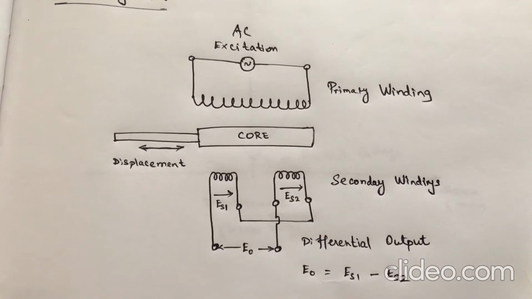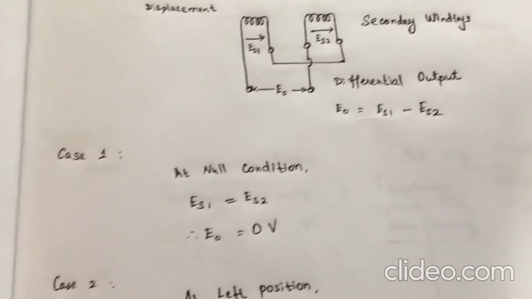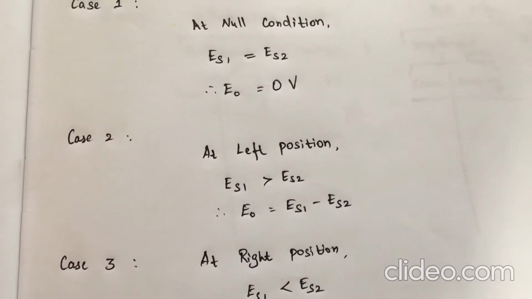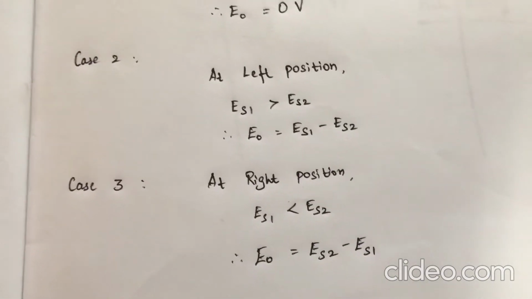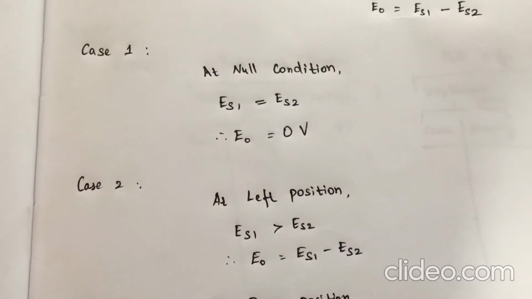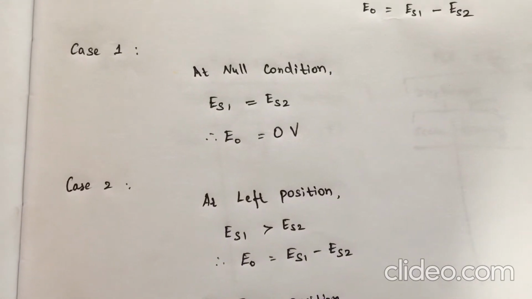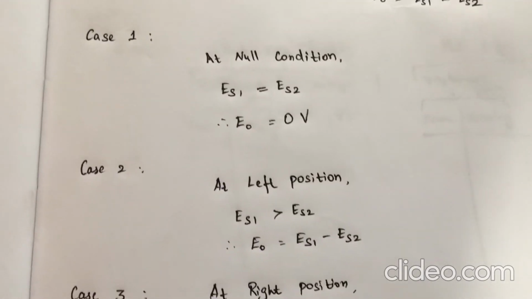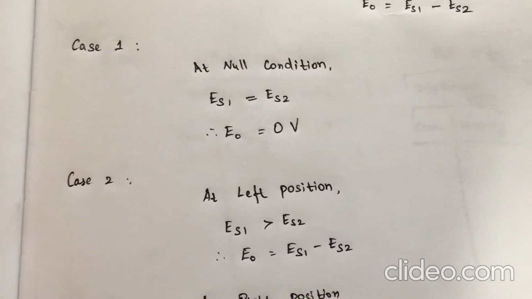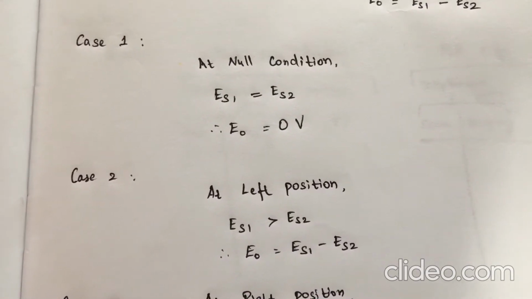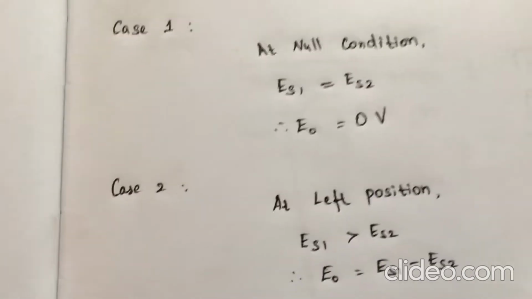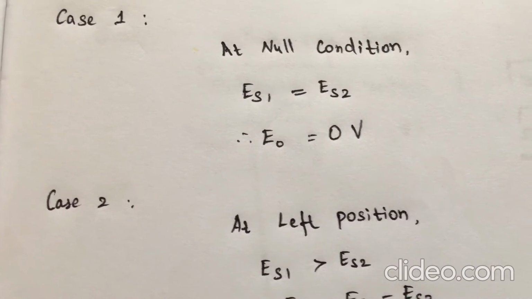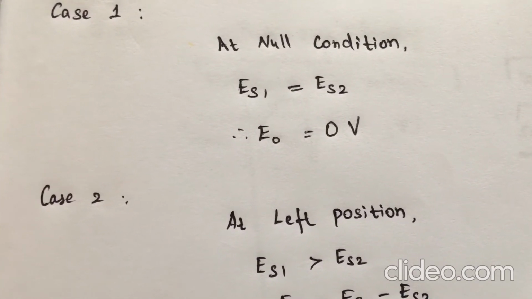Here there will be three cases. Case 1 is the null condition, case 2 is the core at the left position, and case 3 is the core at the right position. These cases are the scenarios used to measure the core displacement. So what is the null condition? The core at null condition is placed equally between secondary coil 1 and secondary coil 2. So the flux between these two windings will be equal, and the differential voltage will be 0.